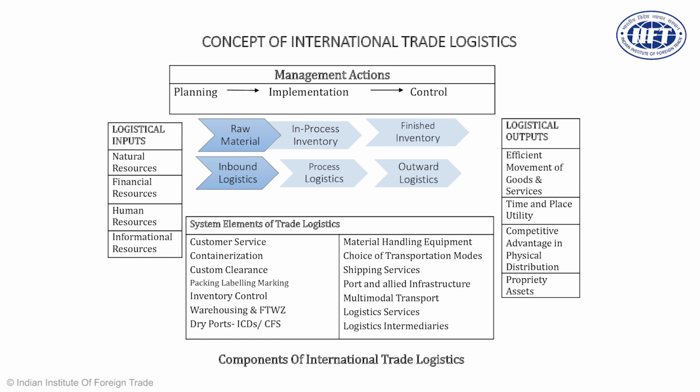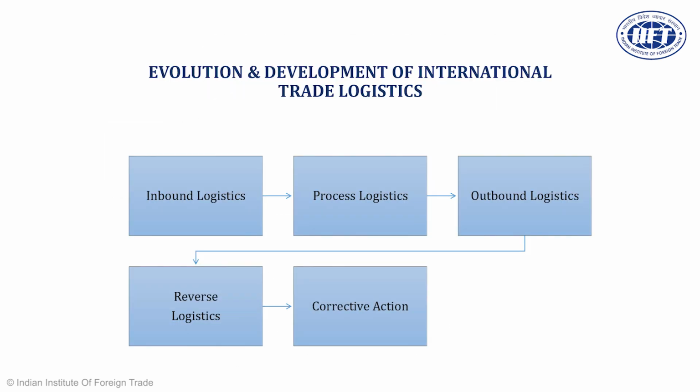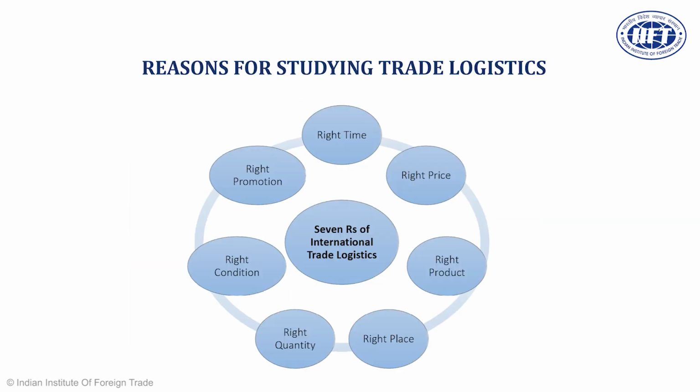Those are the management actions that an exporter has to take, even if he is using his own resources or leveraging them from a third party, which is what we know as third party logistics. Okay. So, dear friends, having understood the broad elements, which are inbound logistics, process logistics, outbound logistics, reverse logistics, and corrective action, let us move to the reasons why logistics has become important for firms in today's business environment.